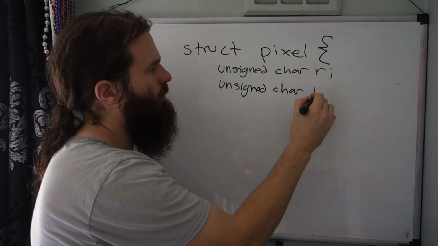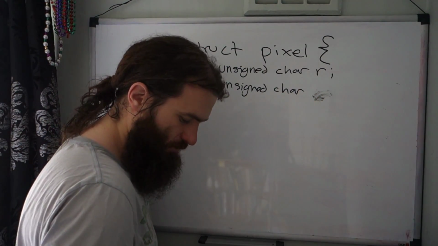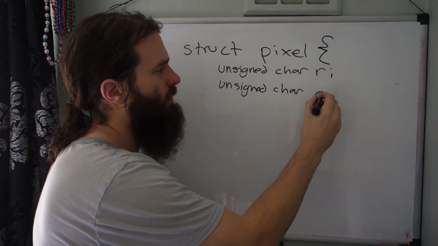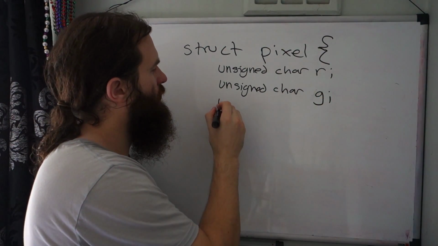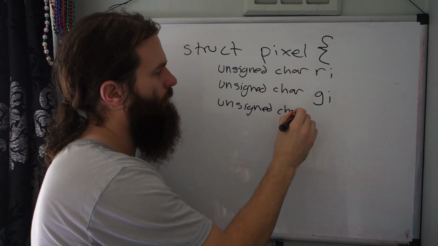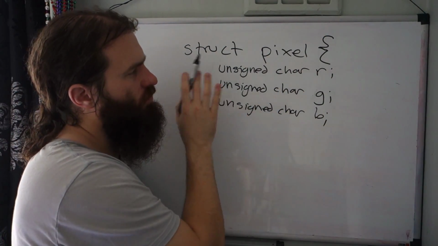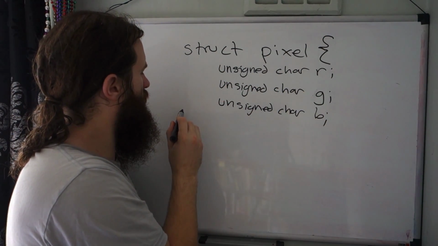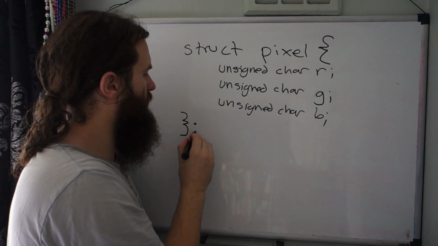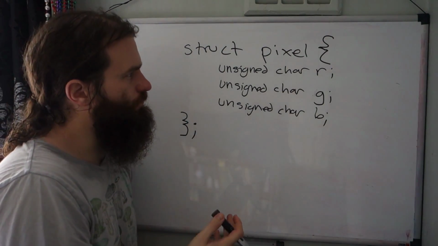Unsigned char G. Sorry, it's normally RGB, isn't it? Doesn't really matter. Unsigned char B. And once we've written all the variables we want to encapsulate in there, we then close off the brace and we put a semicolon. Now our structure pixel is declared.